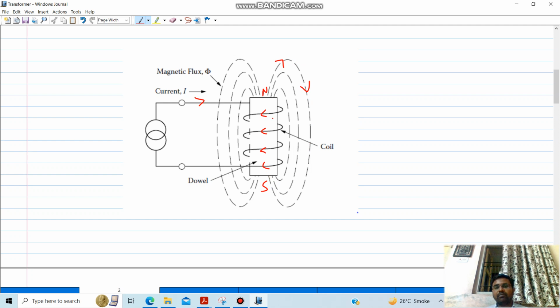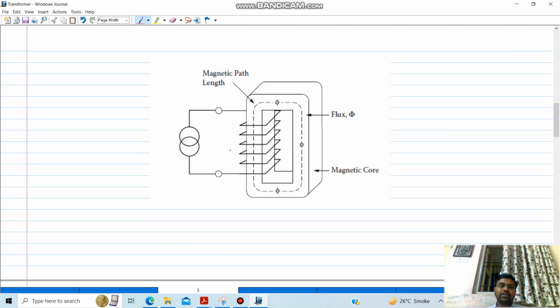But here there will be a problem due to the air gap, because air has a higher reluctance than magnetic material. So here some magnetic material is there, and on one limb of the magnetic material this winding is there, so the current will flow like this. And what will be the direction and how to decide?